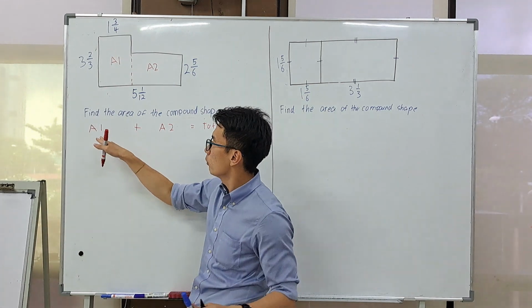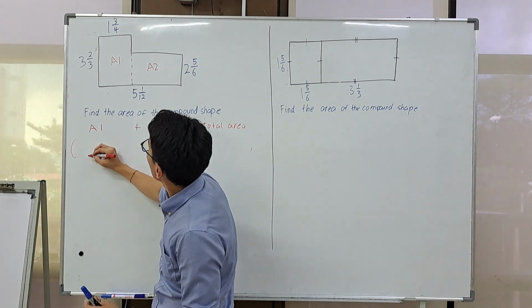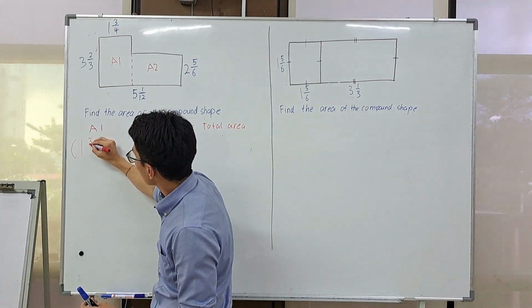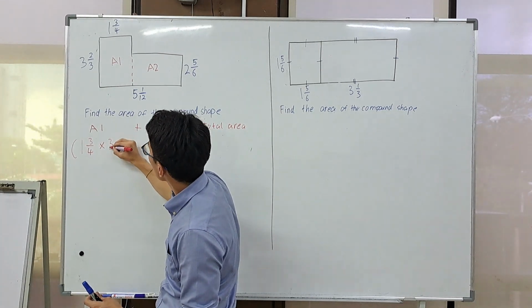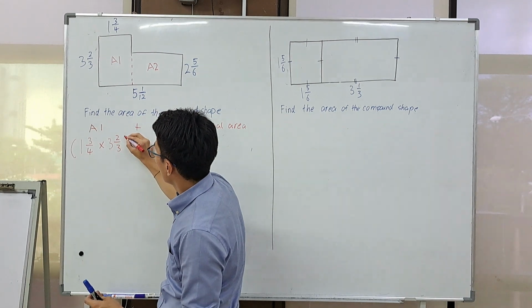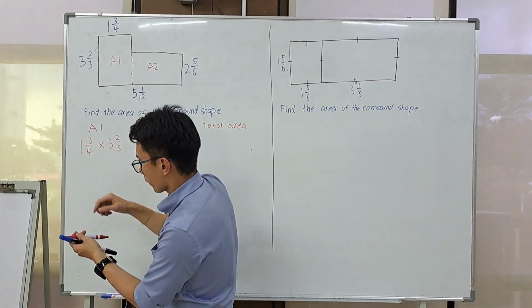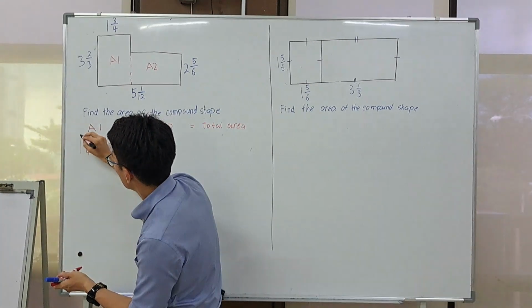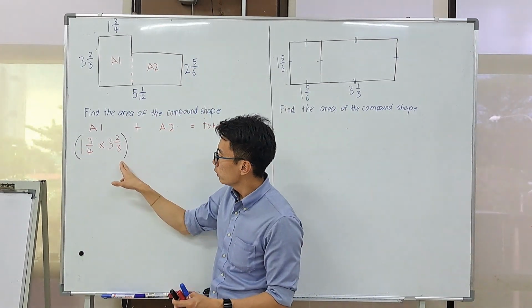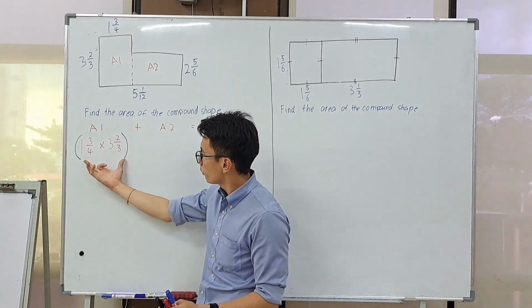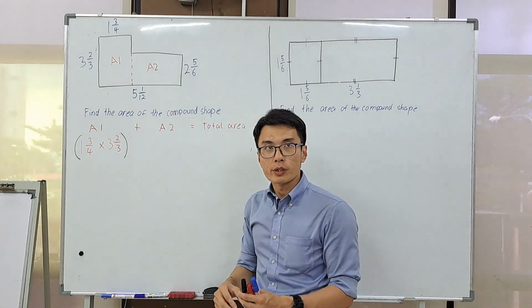All right, so I'm going to write this down, A1 over here. For my A1, my base is going to be 1 3/4. And I'm going to multiply with my height, which is 3 2/3. For my bracket, I'm going to change my color. I'm going to use black color. Now, if you notice over here, I have included bracket. This bracket is just to show me what happened in A1. So I am just calculating this area over here.